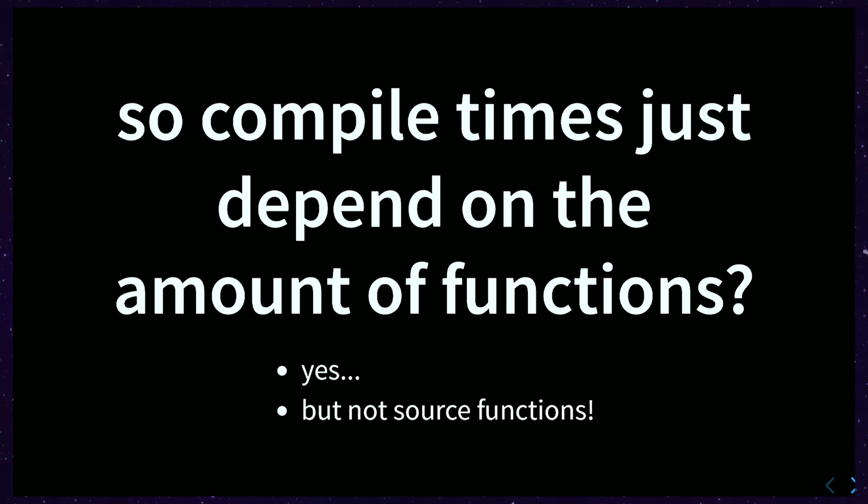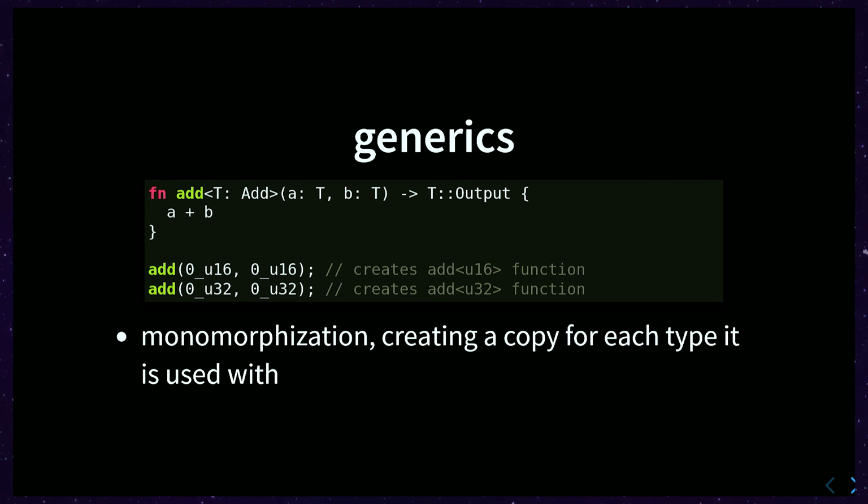So far, we've seen that we have these functions, I put them into Codegen units, and they get compiled, and the more you have, the longer it takes, of course. We have generic functions, which is one of the reasons why just looking at the amount of source functions will not tell us how long it will take to compile necessarily. The way generic functions are implemented in Rust is via what we call monomorphization. Monomorphization means that for each different type that we call a generic function with, for example, U16 and U32 here, we create a separate copy of the function specific for that type.